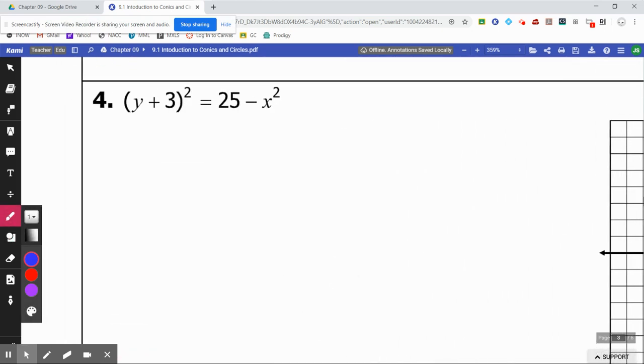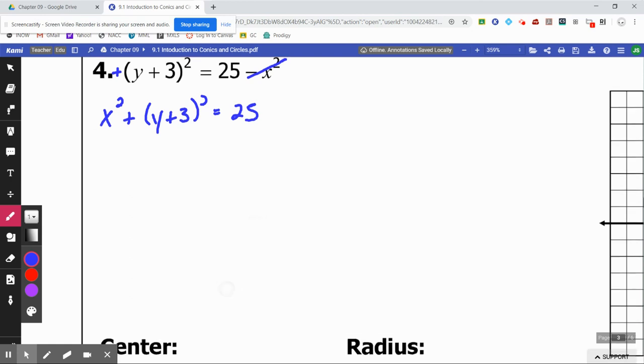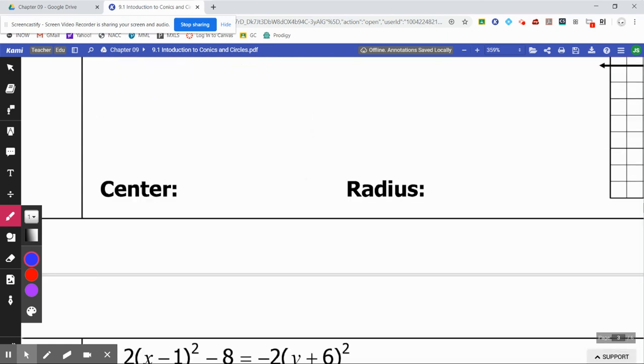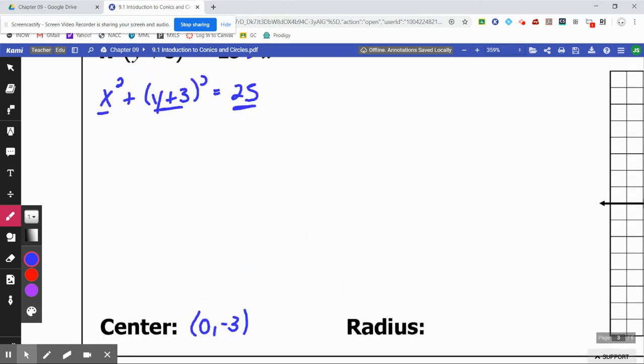Again, this one's not in standard form, but all we have to do is take this minus x² and move it over to change it to a plus x². Now this is already a positive, so we're going to leave that plus sign. It's hard to think of this as a single term, but it's all being squared, so it's a single plus sign, same way as the x². So there's your circle now. It's been shifted left to right, none, and then down 3, so that's going to have a center at (0, −3). The radius squared is here, so that means your radius would be 5.